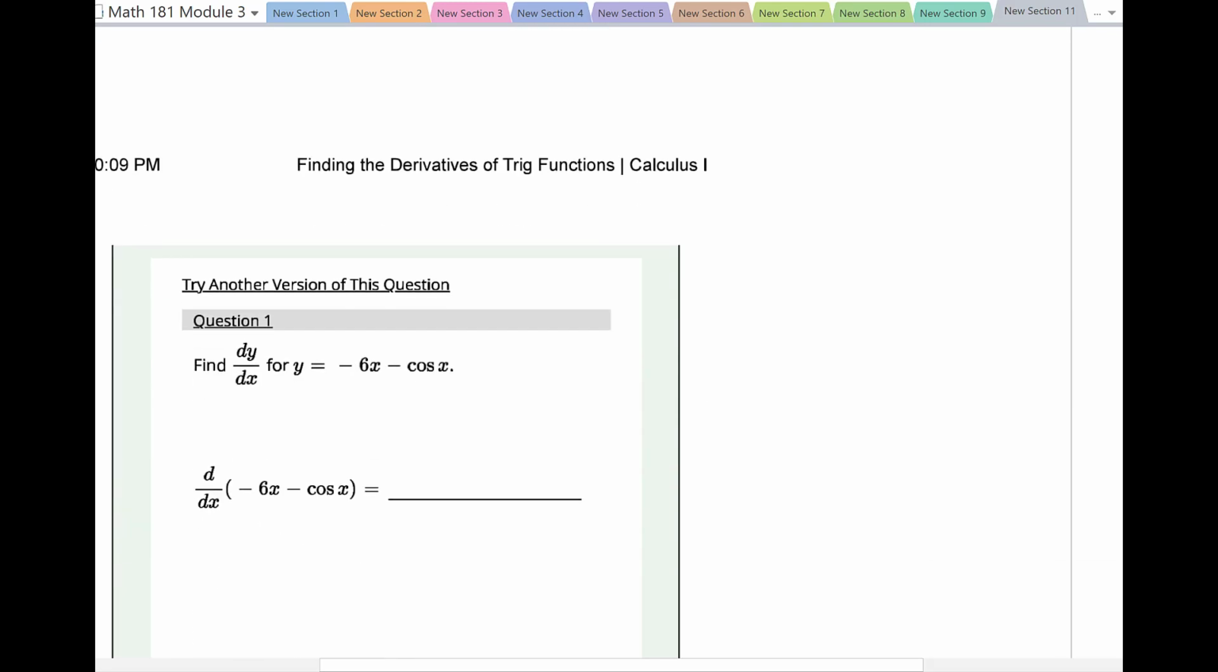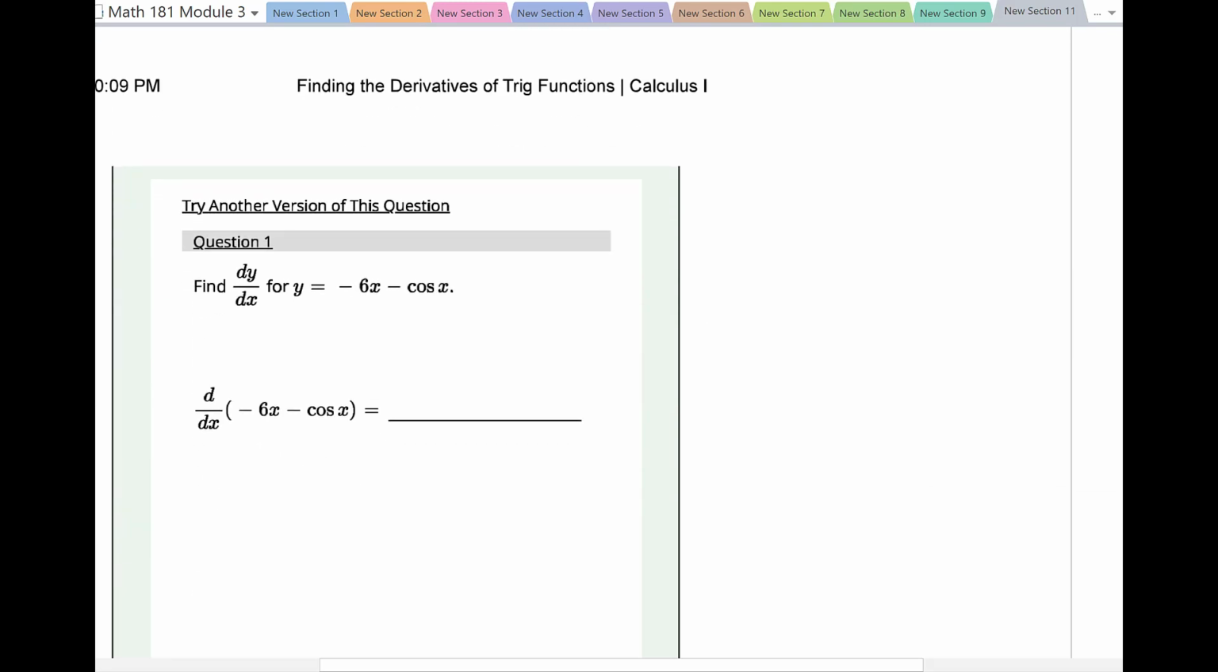Let's try another one here. Find the derivative of y with respect to x for y equals negative 6x minus cosine x. So our derivative dy dx is going to be negative 6, and the derivative of cosine is negative sine x. So this becomes negative 6 plus sine x.